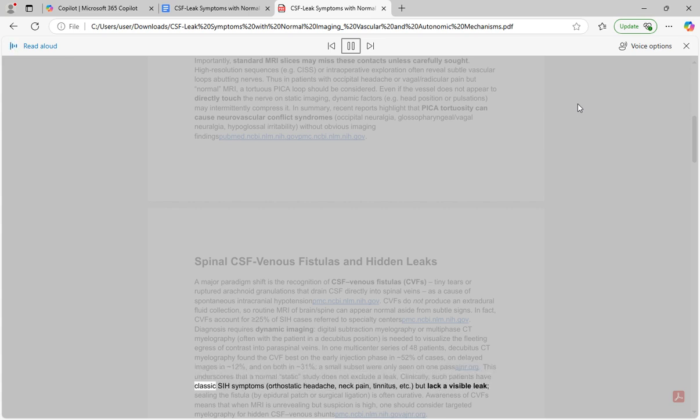Clinically, such patients have classic SIH symptoms, orthostatic headache, neck pain, tinnitus, etc., but lack a visible leak. Sealing the fistula by epidural patch or surgical ligation is often curative. Awareness of CVFs means that when MRI is unrevealing but suspicion is high, one should consider targeted myelography for hidden CSF-venous shunts.